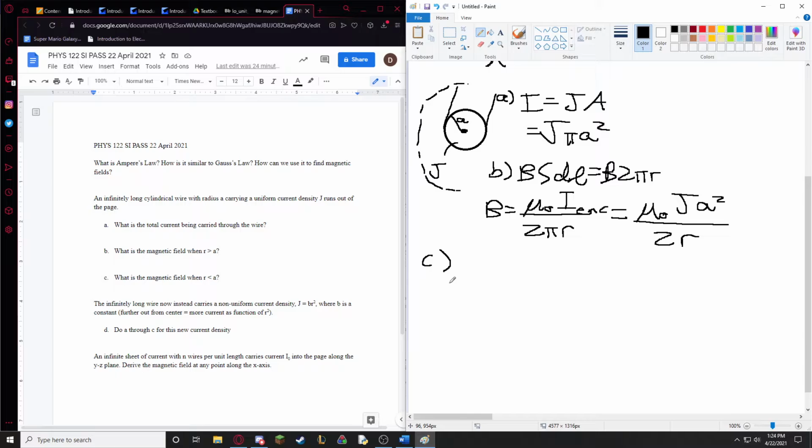We could start with a new surface, just to illustrate that the surface would be inside the wire. So something like that. And then you'd basically follow the same steps. You'd find the integral of dl, which in the same scenario would just be 2 pi r times B.